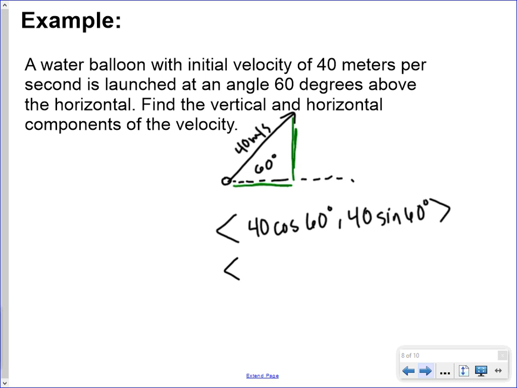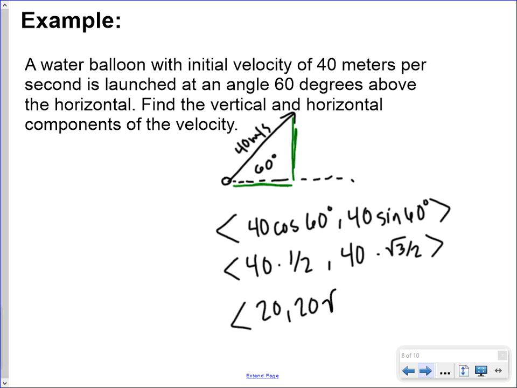So 40 times square root 3 over 2. And 40, nope, I got that switched around. 40 times 1/2, thank you. And 40 times square root 3 over 2. And then simplify that to be 20 and 20 square root 3. So I could say more specifically, if I wanted to, that my horizontal component is 20 meters per second and my vertical component is 20 square root 3 meters per second.